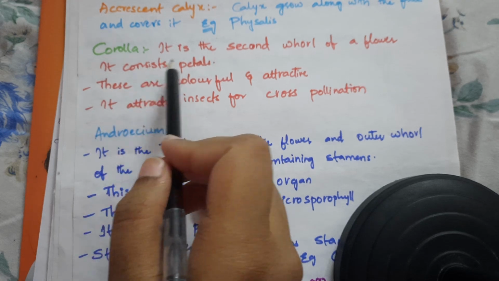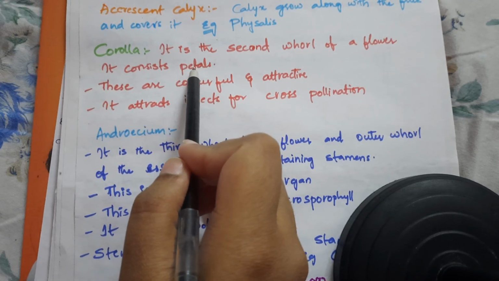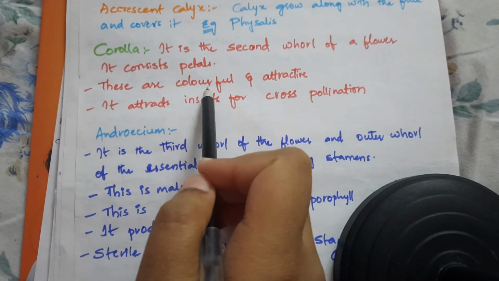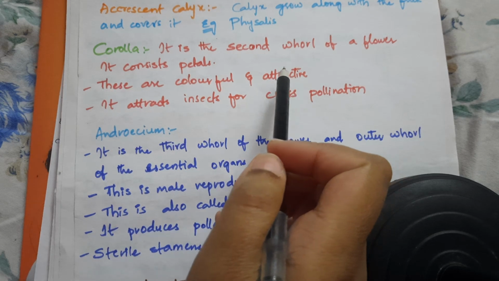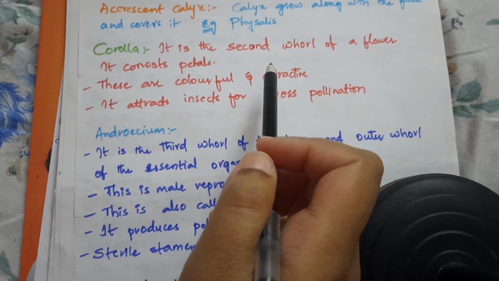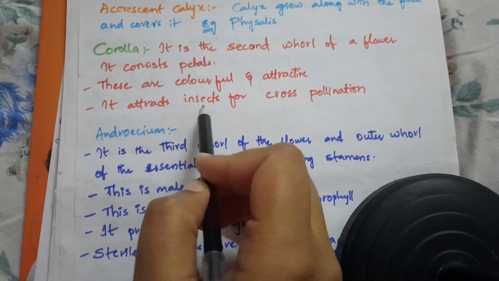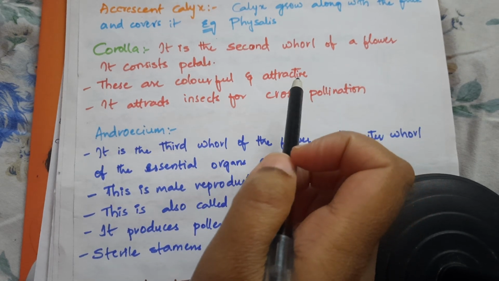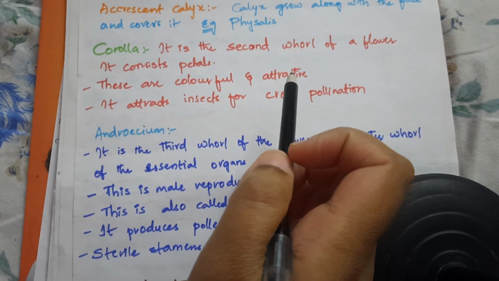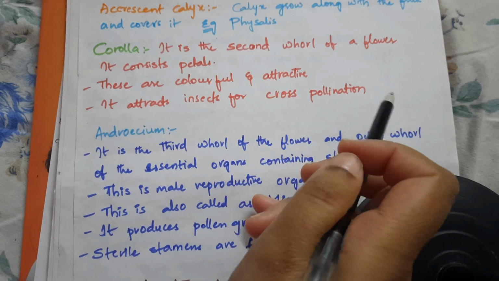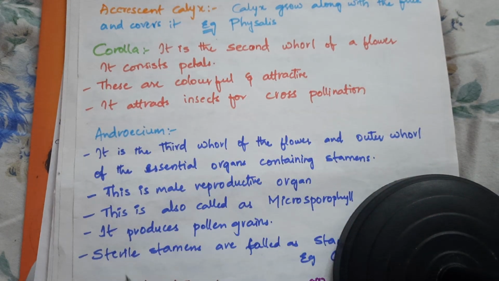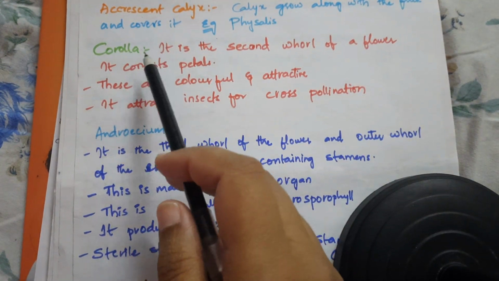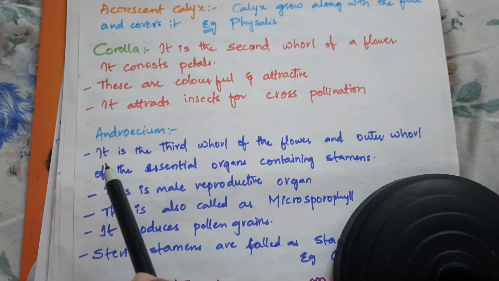It consists of petals, which are colorful and attractive. It shows various colors. It attracts insects for cross pollination. Because it is very colorful, it attracts insects for cross pollination. This is all about the corolla or the petals.